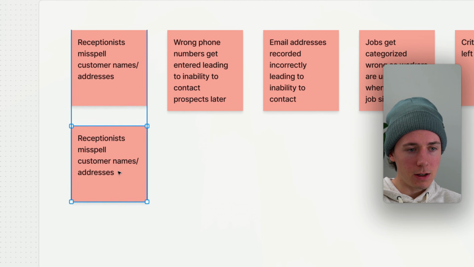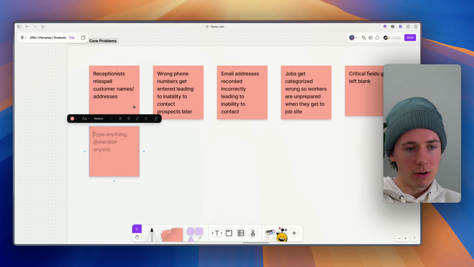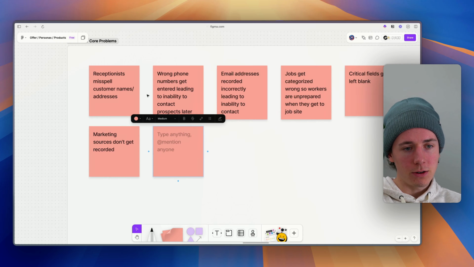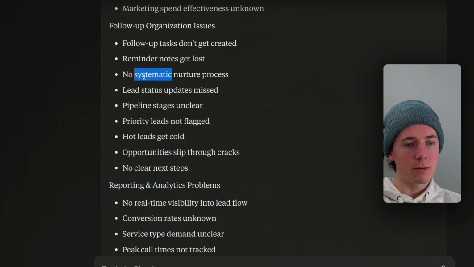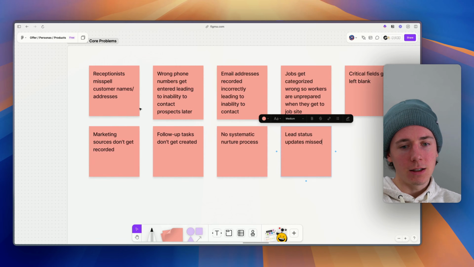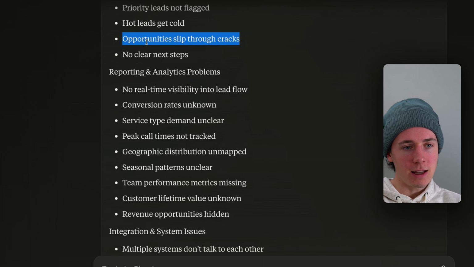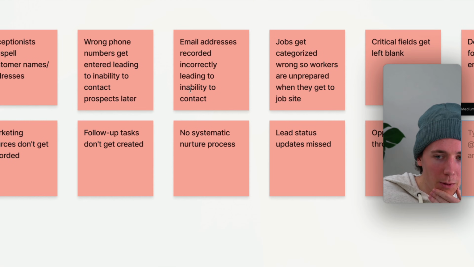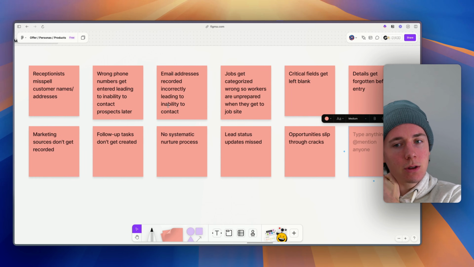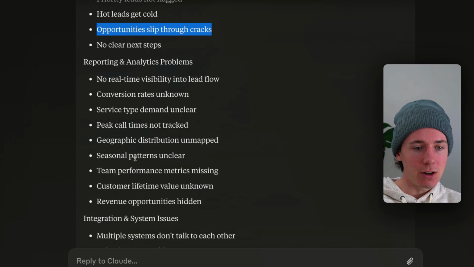And then it's going to be something like, this is pretty comprehensive. Sources don't get recorded. Where did you find us from? Follow-up tasks don't get created. No systematic nurture process. That's exactly what we put in the last one, but this is more CRM. The status update is missed. Opportunities, I think that's the biggest one. A lot of these are problem statements, but what we'll do is figure out what is actually the most important problem statement, because these are not all necessarily the highest demand problems that you're going to find.